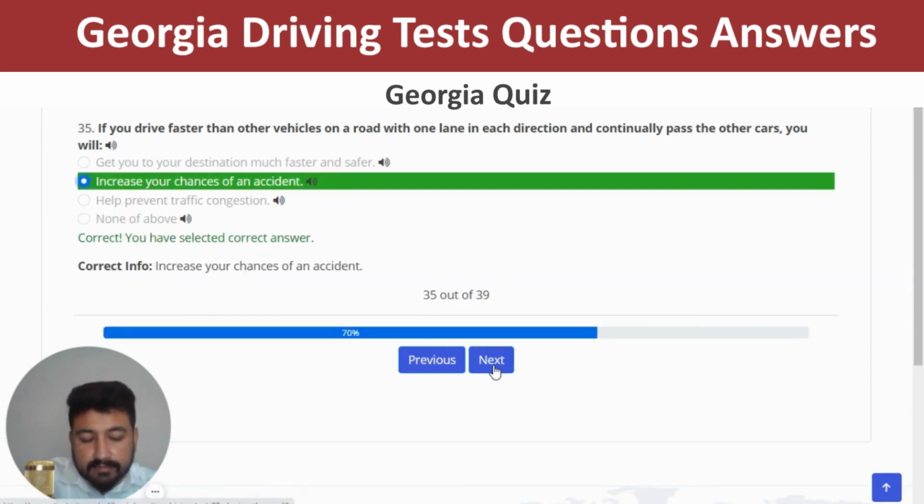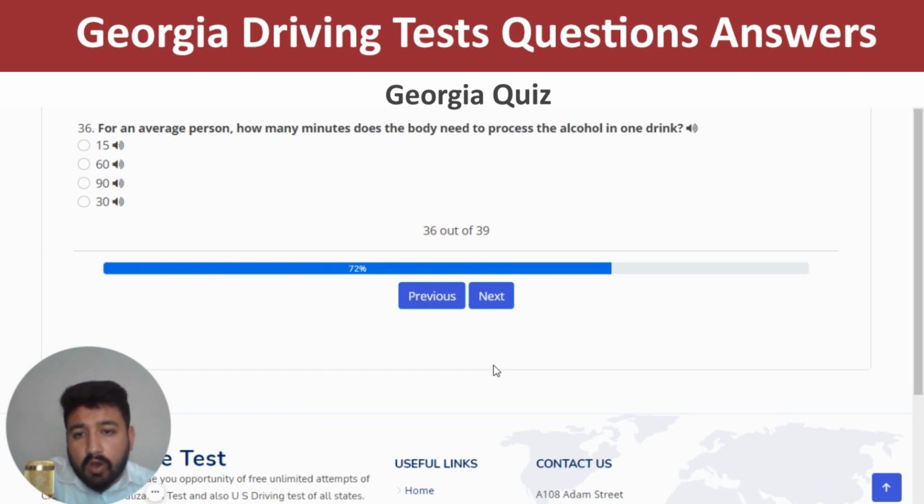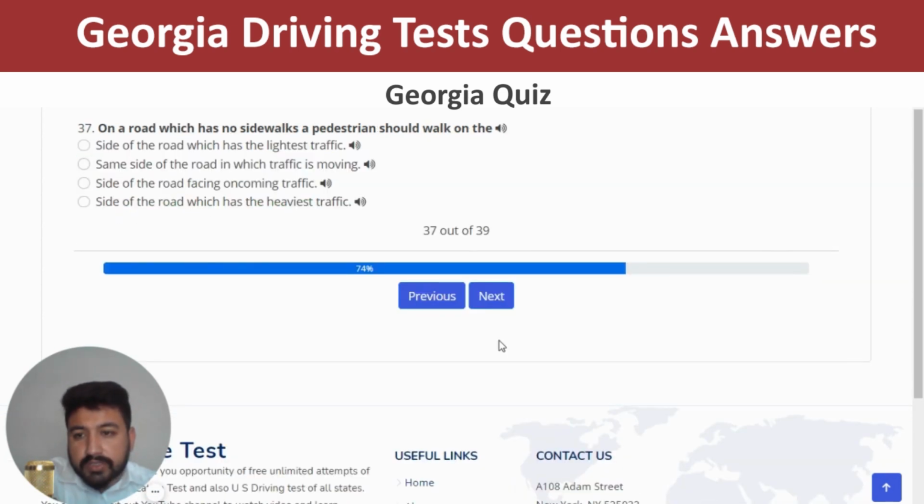Yeah, and next. For an average person, how many minutes does the body need to process the alcohol in one drink? So again, second option, which is the 60. Next. The last question is, on a road which has no sidewalk, a pedestrian should walk on the. So the right answer is the last one, which is the side of the road which has the heaviest traffic.